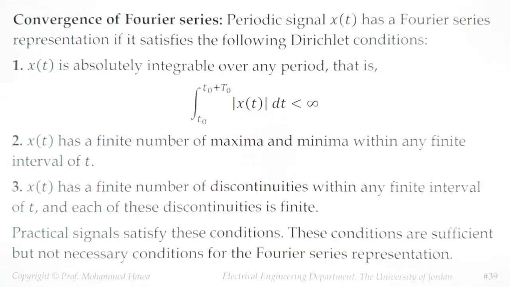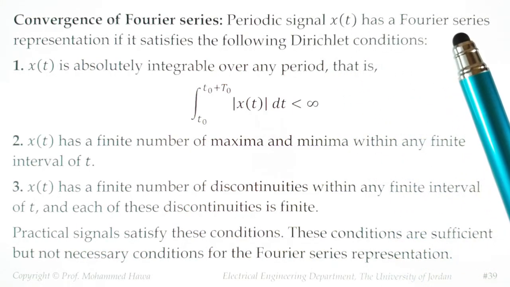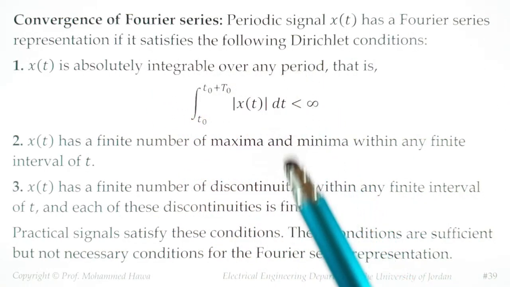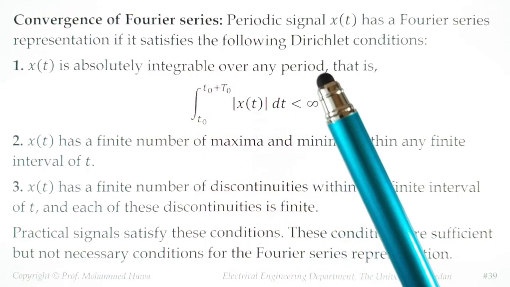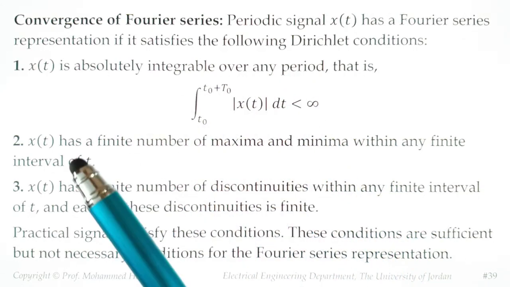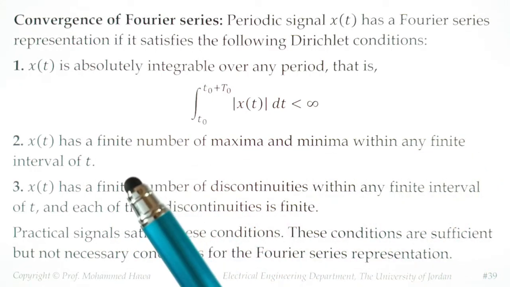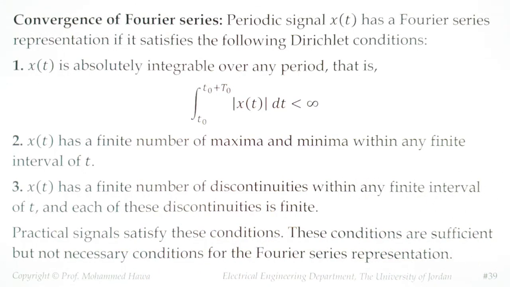One last thing. Does every periodic signal x of t have a Fourier series? Well, for a periodic signal x of t to have a Fourier series, so that I can write it as an infinite sum of cosines, it needs to satisfy the following three conditions. X of t has to be absolutely integrable over any period, meaning it satisfies this integral. It has to have a finite number of maxima and minima within any finite interval of time. X of t has to have a finite number of discontinuities within any finite interval of time, and each of these discontinuities must be finite.